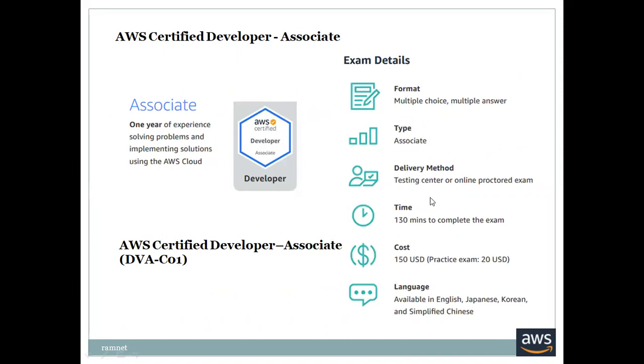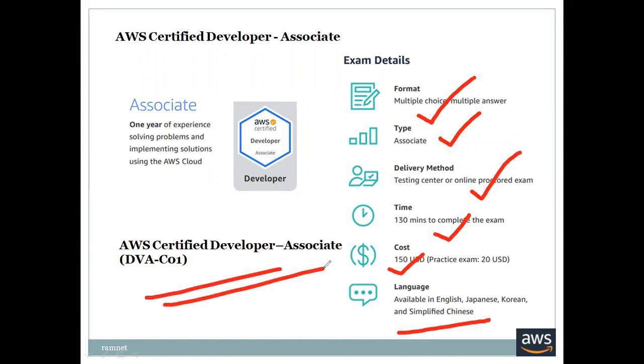So the examination, Certified Developer, the format is the same thing. Again, it is going to be multiple choice, type is associate. Delivery method is online proctored or testing center. 130 minutes to complete this, $150. There is not much difference as such. All the associate exams are a similar price. Languages: English, Japanese, Korean, and others. So this is the one which we will be getting: DVA-C01, Developer Associate. That is the certificate we will be getting.